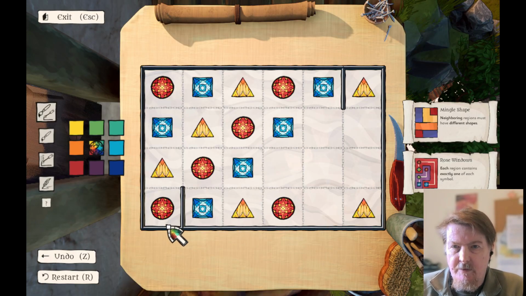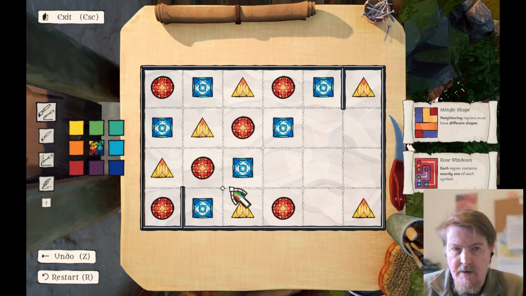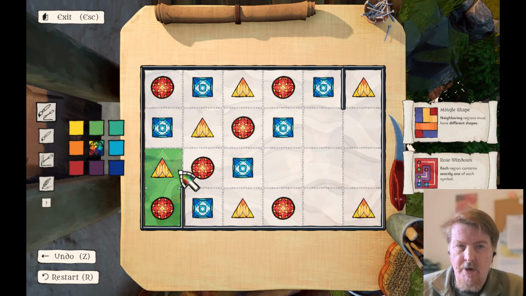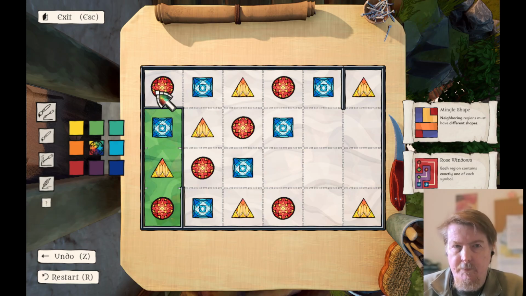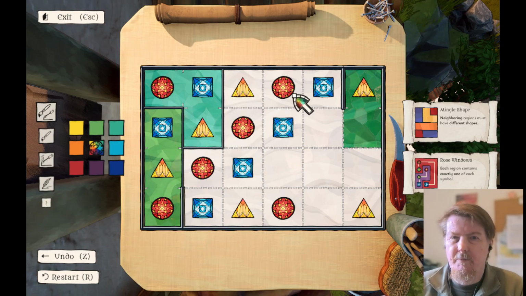Neighbouring regions must have different shapes, and draws a window. Each region contains exactly one of each circle, triangle, and square. So circle has to go to triangle, has to go to square. Circle to square cannot be a straight line. Triangle is going to go somewhere.